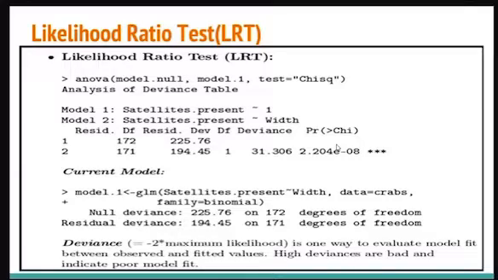Rejecting the null hypothesis, you're actually telling the world there's a connection, there's a relationship, there's an association, there's a linkage between satellite being present and the weight. That's exactly what we mean. And of course, here we're using the likelihood ratio test. This is not going to be the first time we're using the likelihood ratio test. Okay, we've used that before.